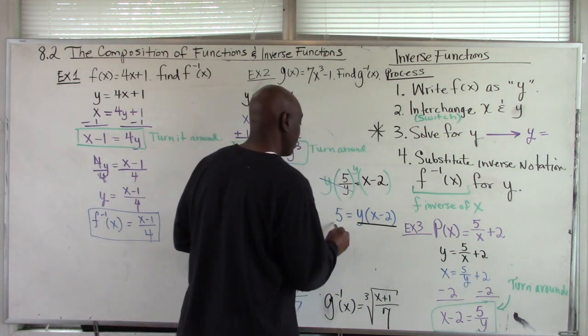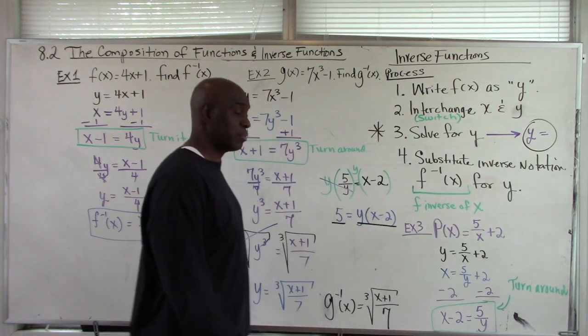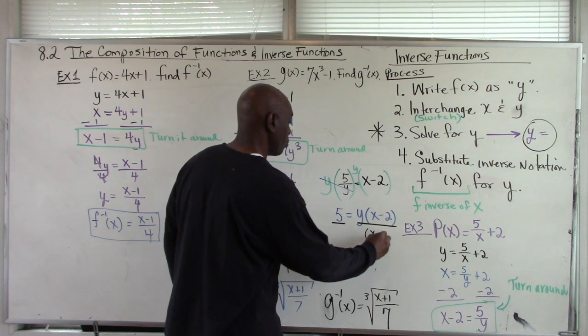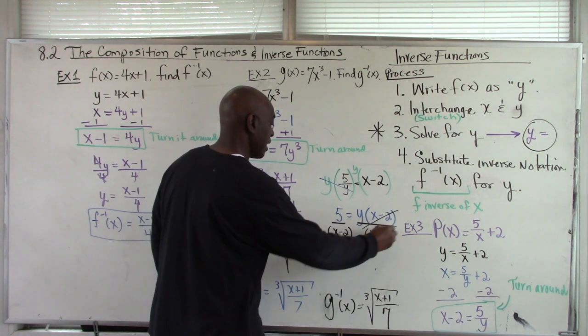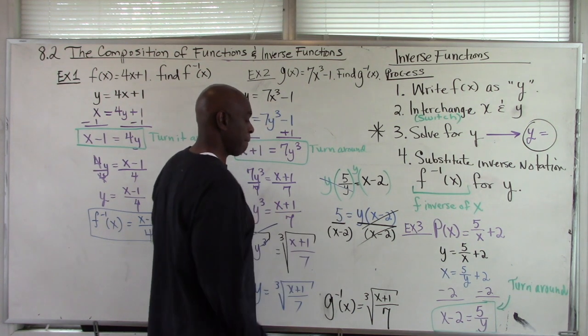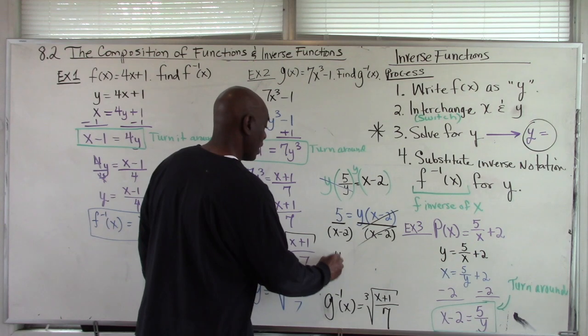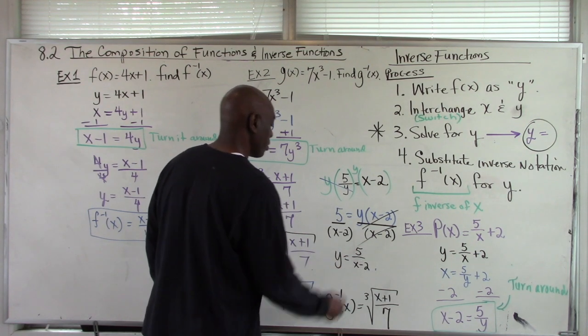Now divide, because we're still going after y equals. We want y equals. Divide both sides by x minus 2, because they cancel out. And there is your y equals. So we got y equals 5 over x minus 2. Congratulations.